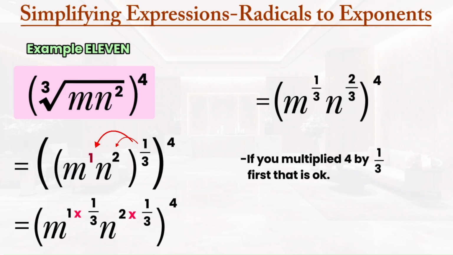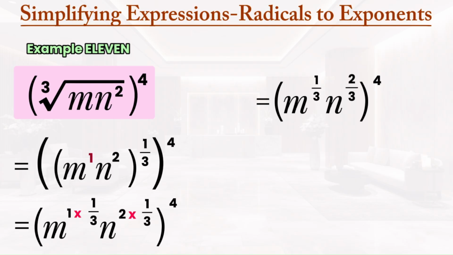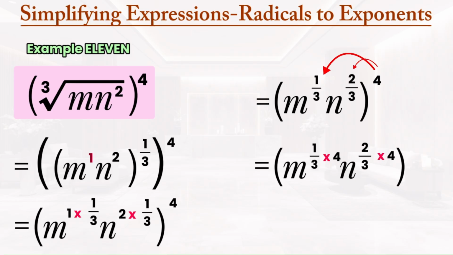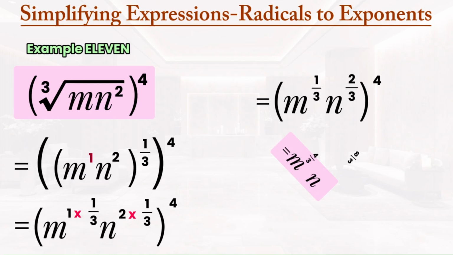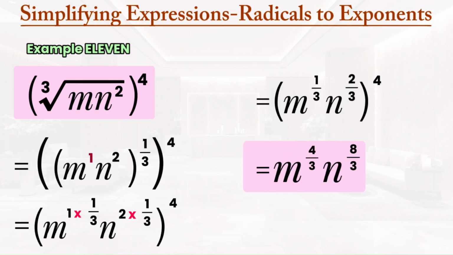FYI, if you distributed the 4 exponent by multiplying it by the 1 over 3 first, that would have been just fine too. So we now distribute the 4 exponent by multiplying it with the exponent 1 over 3 and 2 over 3. We now get an answer of m to the power of 4 over 3 times n to the power of 8 over 3.